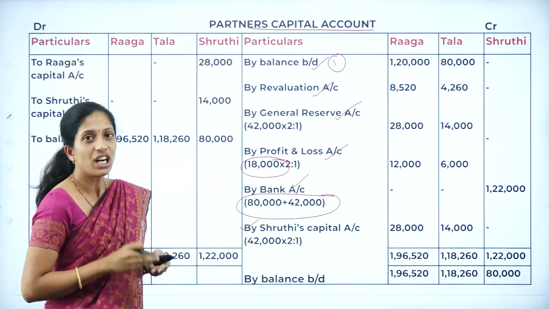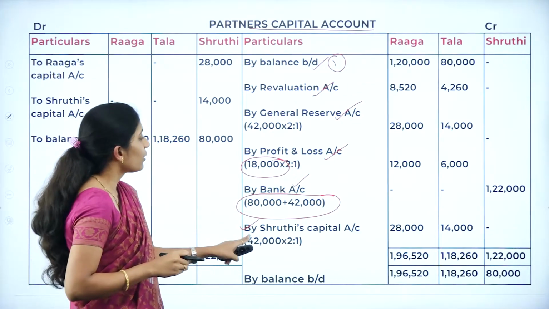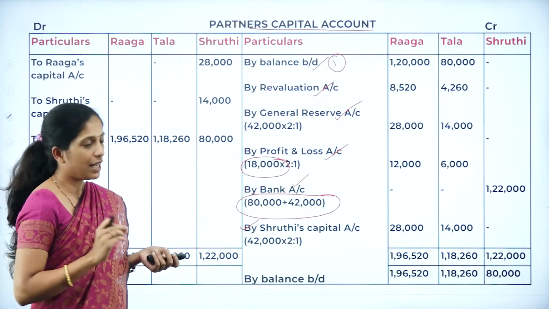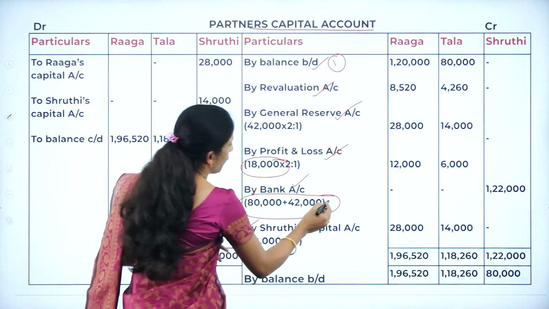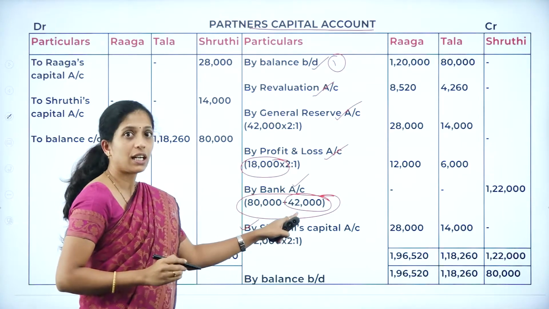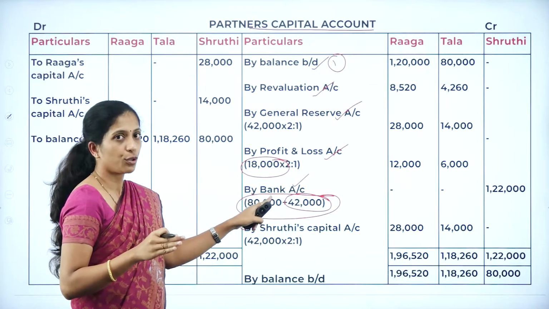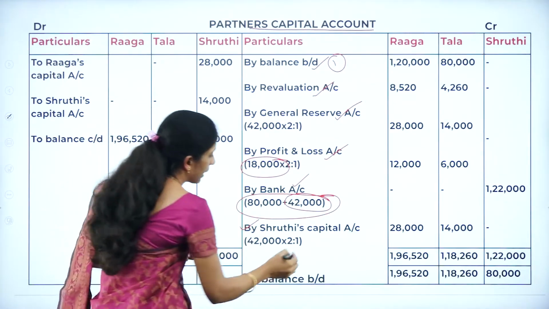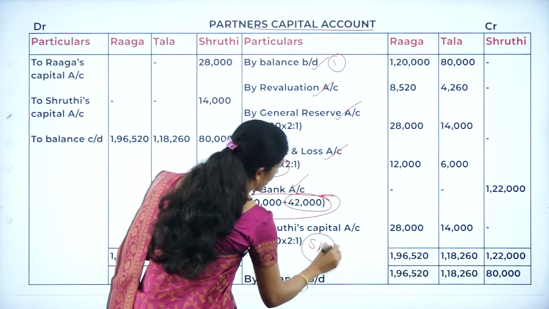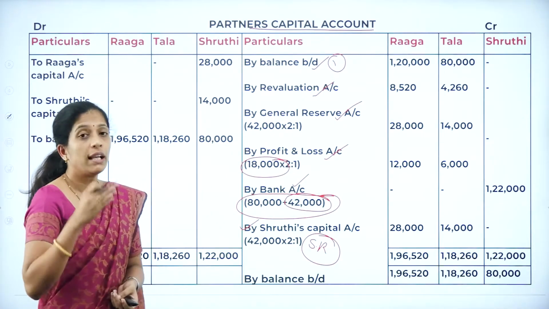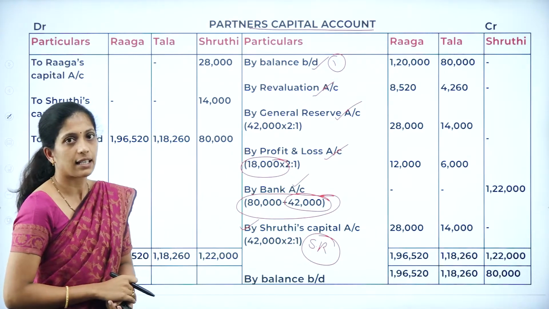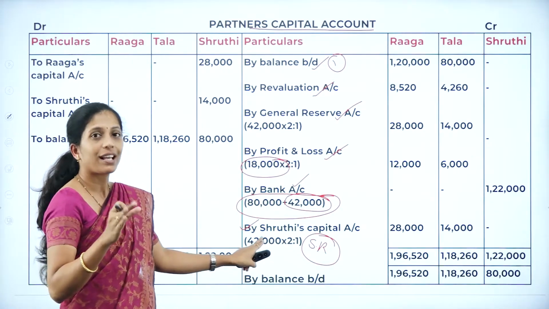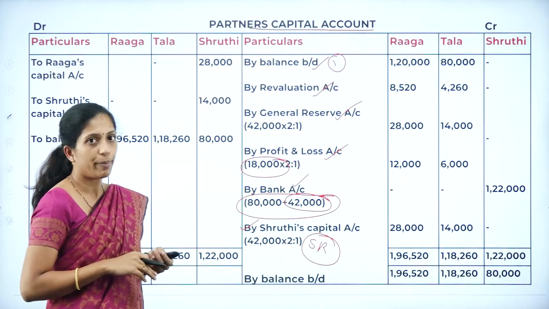So how are we going to treat the goodwill? Your entry will be new partner's capital account debit to old partners' capital account. Now the amount which is brought in the form of goodwill is 42,000. Distribute that goodwill among the old partners in the sacrifice ratio. Suppose in the question they have not given the sacrifice ratio, then the old ratio itself is considered as the sacrifice ratio. Now distribute that goodwill amount in the sacrifice ratio to the old partners.